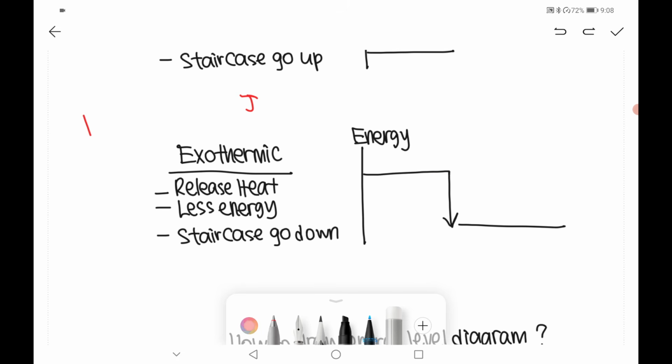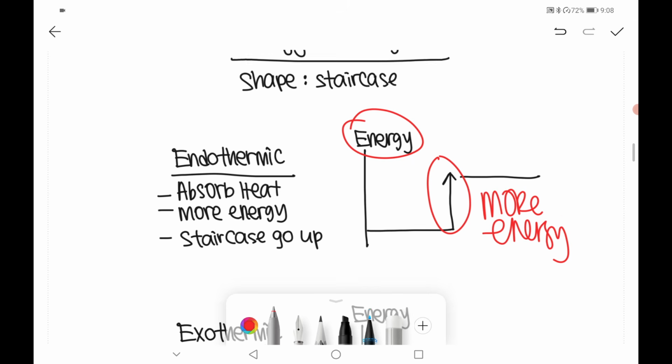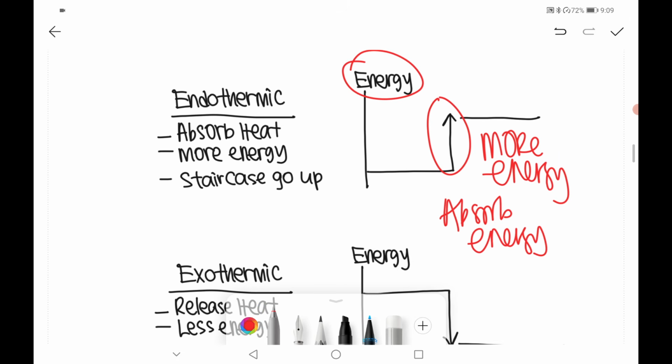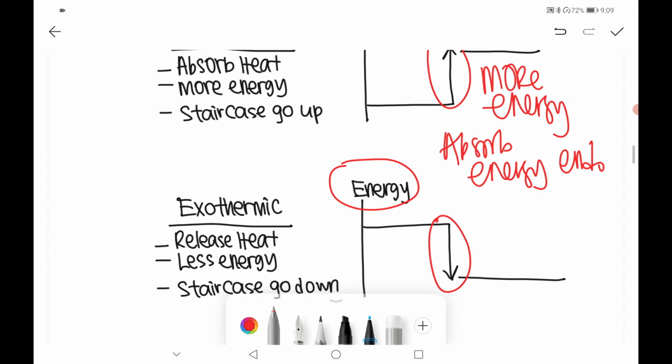So when you look at the ladder going up or going down, you should know already if it is endo or exo. When you see it go up, it means what? The energy goes up, you have more energy. Why do you have more energy? Because you absorb energy from the surroundings. When you absorb energy from the surroundings, it is endothermic.